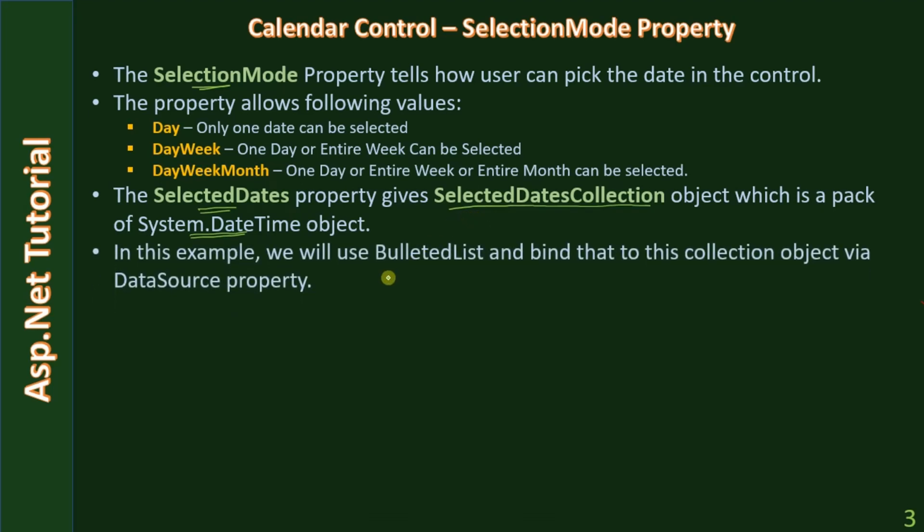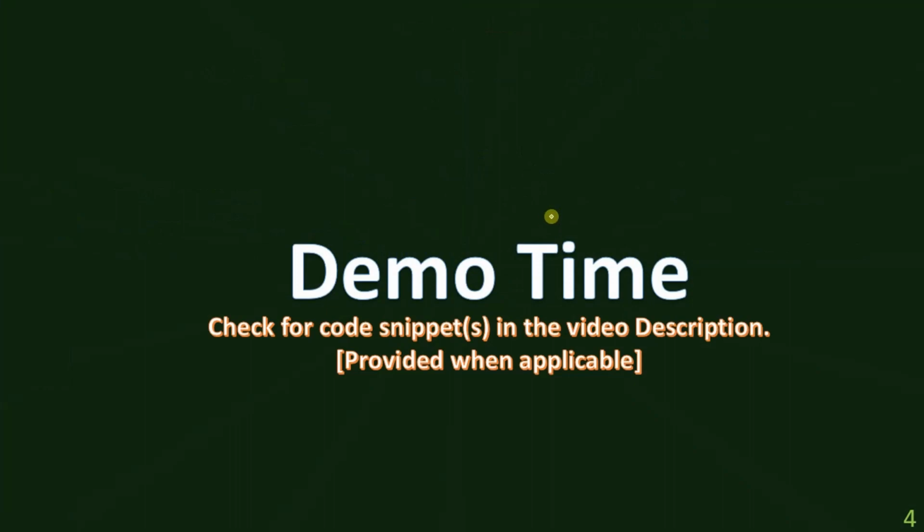In this example, we will use a bulleted list and bind it to the collection object. That means we will bind it to the selected dates collection, so that once you pick all the dates and submit the data, the bulleted list will automatically show you all the selected dates, since it was bound to the selected dates collection. Now let's go to the demo.